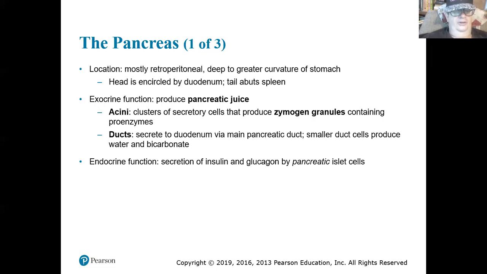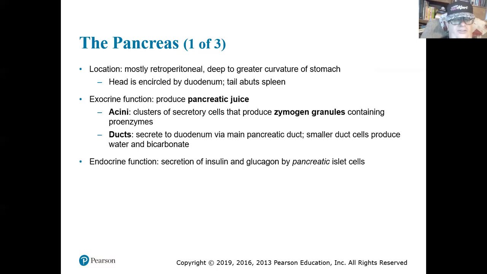Exocrine function. So it produces pancreatic juice. This is what we're excreting. The acini are clusters of cells that make zymogen granules, and those zymogen, these little grains, have proenzymes in them. Fancy way of saying future enzymes, things that will take on their proper shape when they're exposed to the right chemicals.